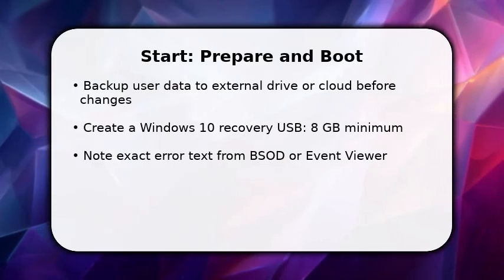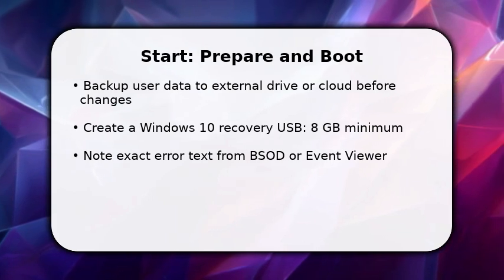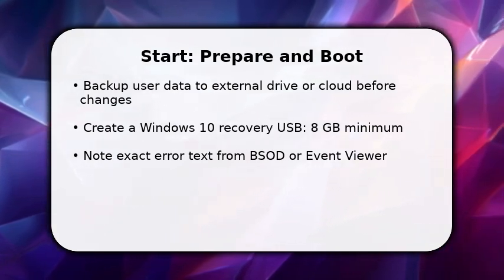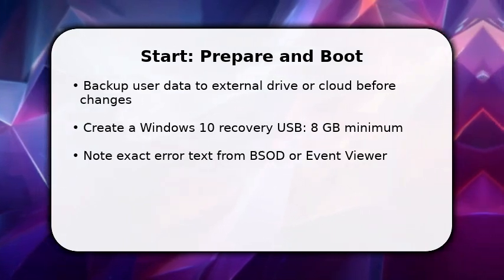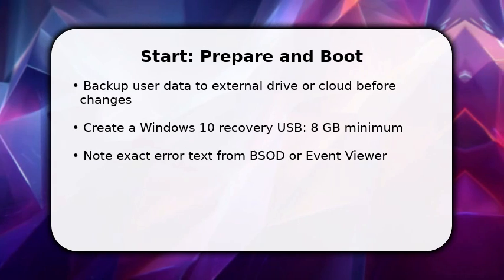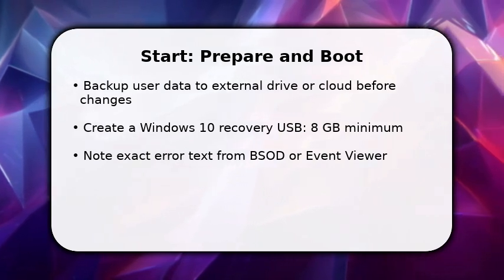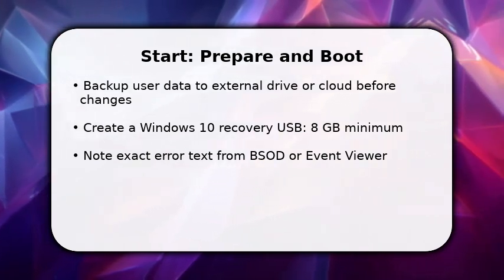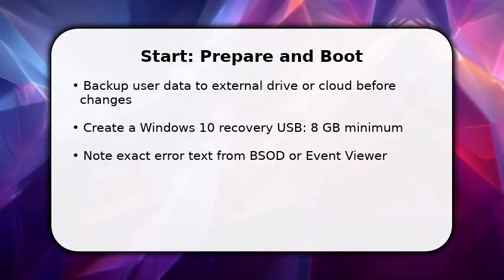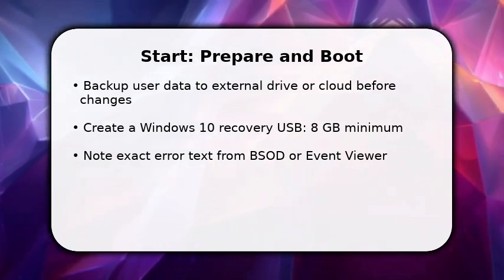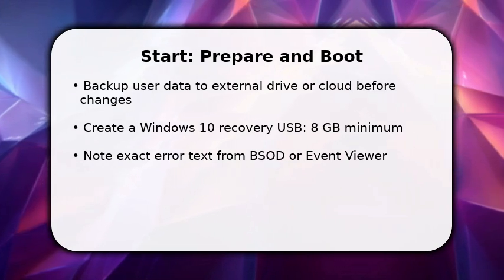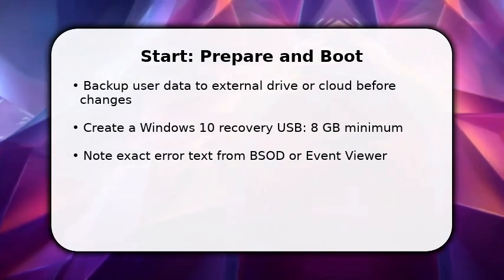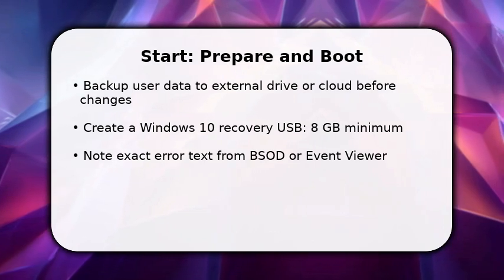You're starting with the essentials. Back up your data now, then make a Windows 10 recovery USB so you can repair or reinstall if needed. Once done, reboot into Advanced Startup by holding Shift while you click Restart. That takes you straight to recovery options. Make sure to write down the full error message from the blue screen or Event Viewer. This guides which tools to use. Now choose Troubleshoot, then Advanced Options, and prepare to run the automated repairs we'll cover next.